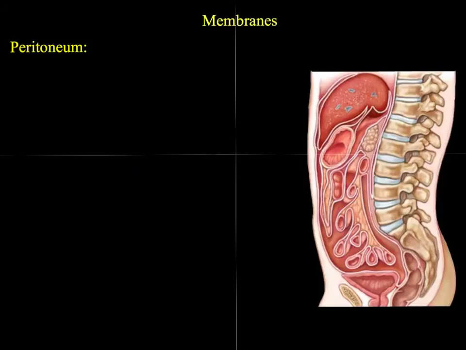Before we talk about the different organs of the alimentary canal and the accessory organs, we need to talk about the membranes found within the abdominal cavity. The membranes found in the abdominal cavity are called the peritoneum, and the peritoneum is a serous membrane. And this serous membrane has four parts. The first part is the part of the membrane that actually touches the abdominal organs themselves. We call this the visceral peritoneum.